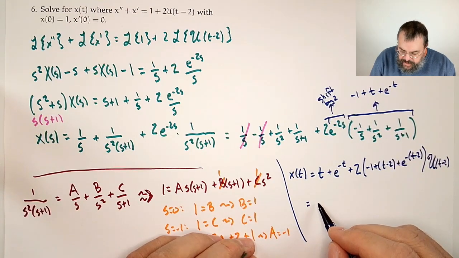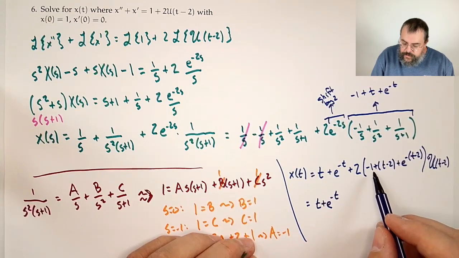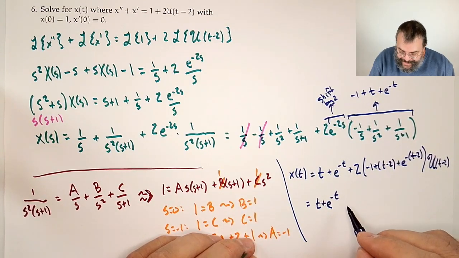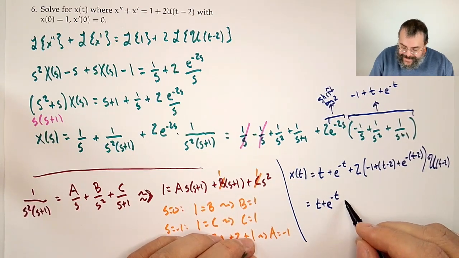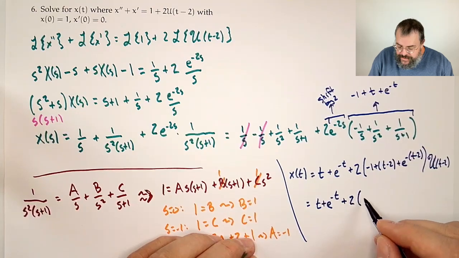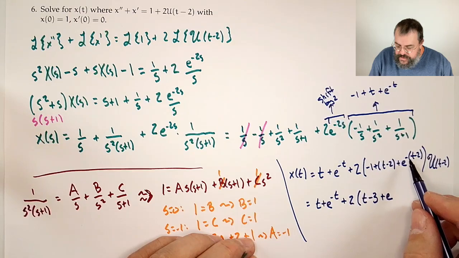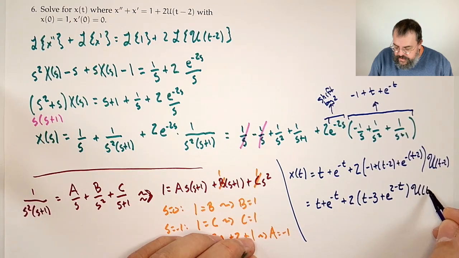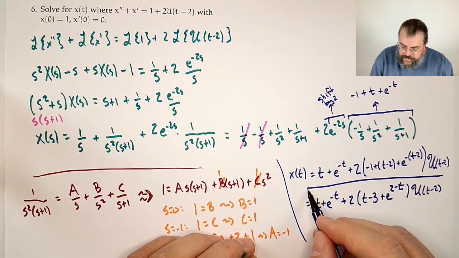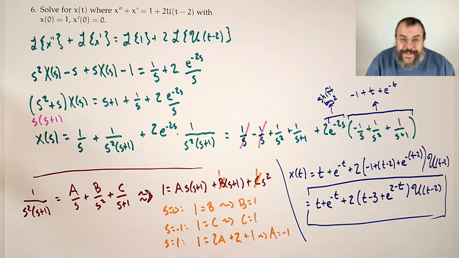We can clean it up a little bit. At this stage, we're done. But a little bit of cleanup: this minus 1 and that minus 2 can go together. So why not? Let's go ahead and do that. So plus 2, t minus 3 plus e. And upstairs, we can write this as 2 minus t and u of t minus 2. And that's it. We're done.